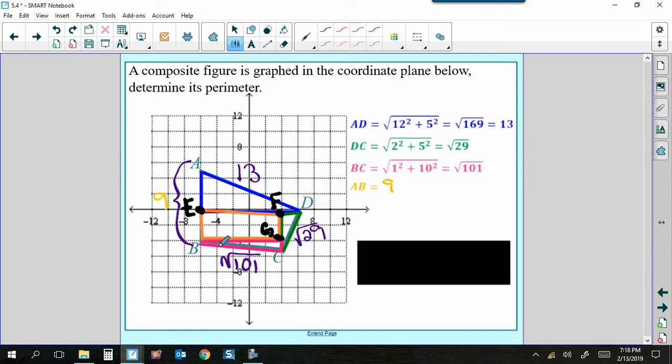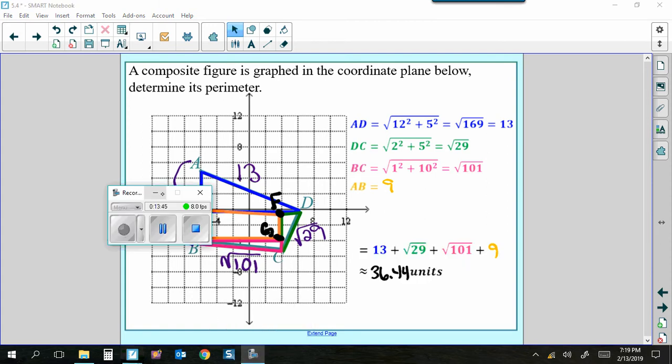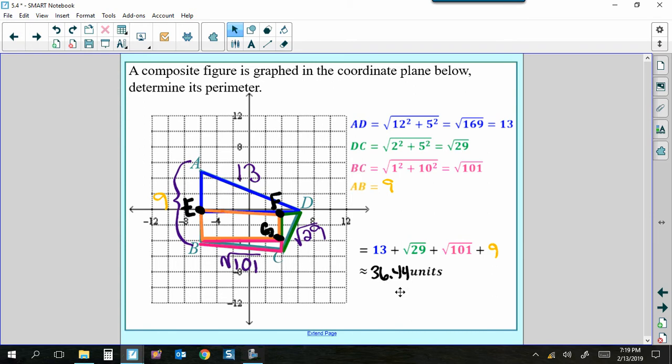So this is a quadrilateral, so to find the perimeter, we are simply going to put in our calculator 13 plus the square root of 29 plus the square root of 101 plus 9. So we should be getting 36.44 units for our answer for the perimeter of this composite figure. And that is how you find area and perimeter of a composite figure.